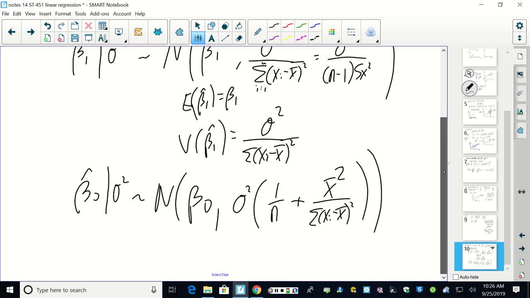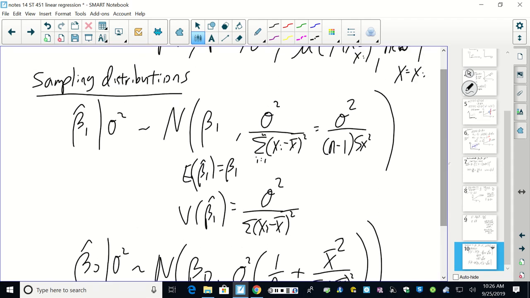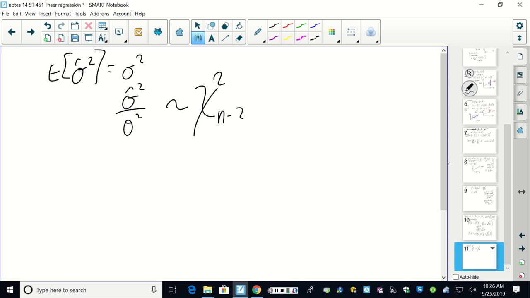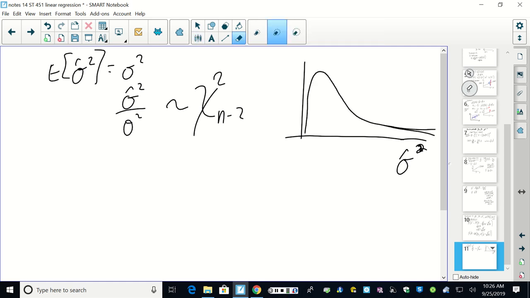You can say a little bit more about sigma squared as well. The expectation under the model of this thing is sigma squared. And actually, sigma hat squared over sigma squared has a chi-square distribution with n minus 2 degrees of freedom. So sigma hat squared is a random variable. It has a distribution. In different random samples, you're going to get different values. The chi-squared is a positive random variable with a long tail. And that's just a distribution result from doing things with the normals. That comes out of there.